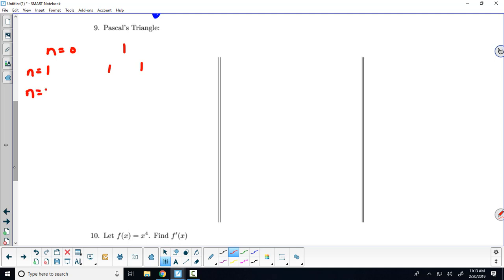For the next row, I go 1, 2, 1. For the third row, I go 1, 3, 3, 1. For the fourth row, I go 1, 4, 6, 4, 1. Now I think we might be able to discover the pattern. Go ahead, Will. Who thinks they see it?